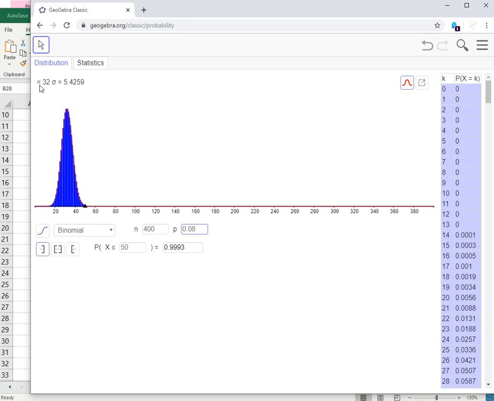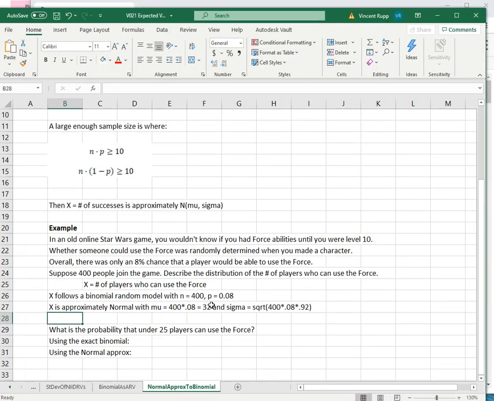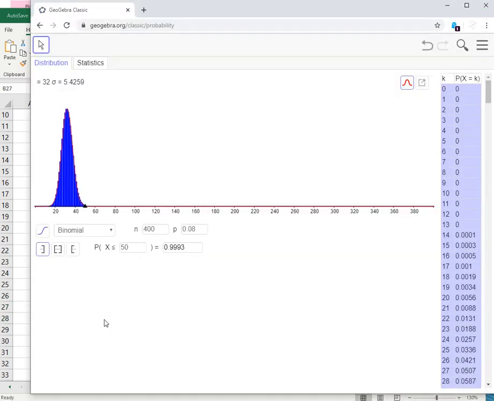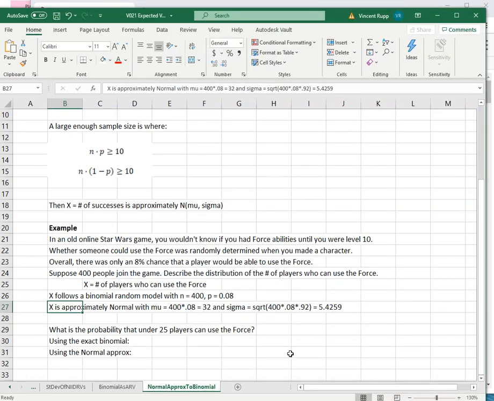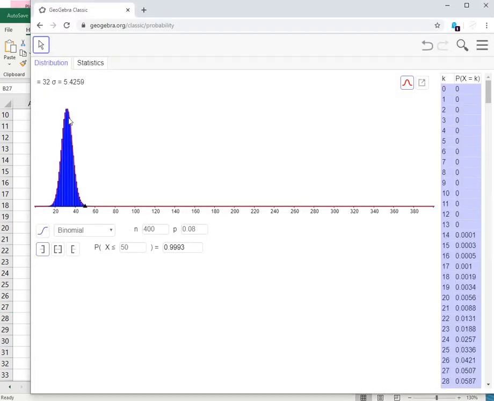And then notice a nice thing for the binomial. GeoGebra actually gives us the mean up here. It's not displaying mu for some reason right now, but it should say mu equals 32, and then sigma is 5.4259. If that was the number, it doesn't matter. It was close to that. 5.4259.